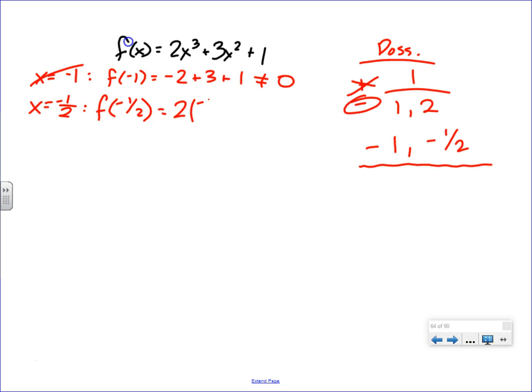So we have 2 times -1/2 cubed plus 3 times -1/2 squared plus 1. -1/2 times -1/2 times -1/2 is -1/8 times 2. We'll get back to it. Plus 3 times, what's -1/2 times -1/2? 1/4. 3 times 1/4 is 3/4. Plus 1.